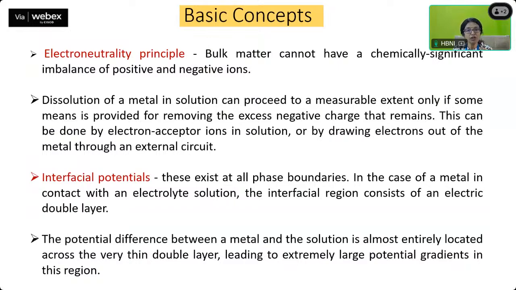So either you have electron acceptor ions in solution, or you're drawing out electrons through the metal via an external circuit. If you're able to do that, only then is the dissolving process going to happen. Otherwise, it's going to stop because it's going to follow the electroneutrality principle.